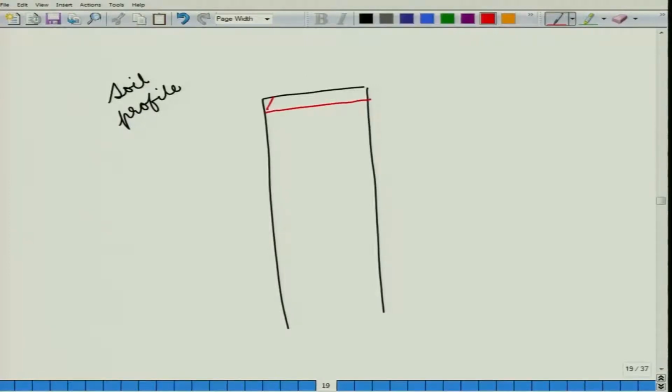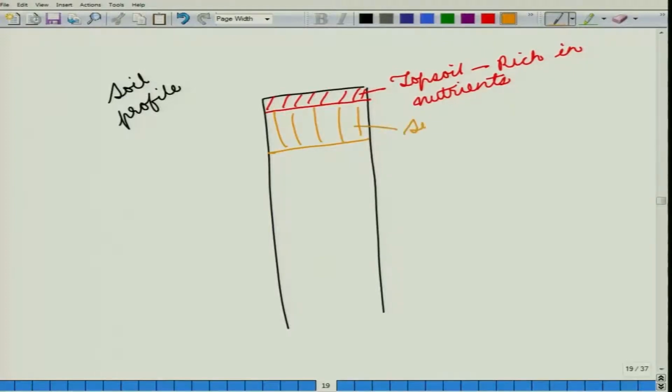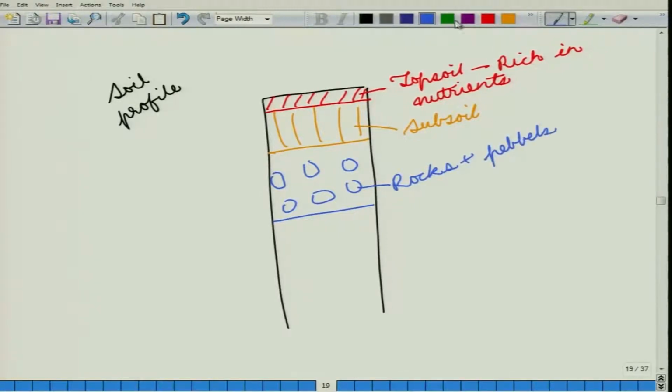So it would consist of a topsoil, that is rich in nutrients, that would be followed by a subsoil, that is poor in nutrients, that would be followed by a layer where you have rocks and pebbles, followed by this big bedrock.